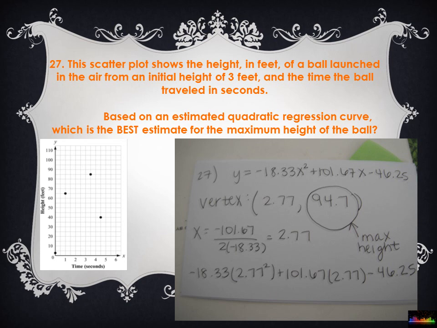Then, in order to find the y value of the maximum, you will plug that x value back into the equation that you found using your quadratic regression feature on your calculator. You get the y value of your vertex to be 94.7 feet. The question just wanted us to find the maximum height, and height is the y value. Therefore, our answer is the y value that we found, which is 94.7 feet.